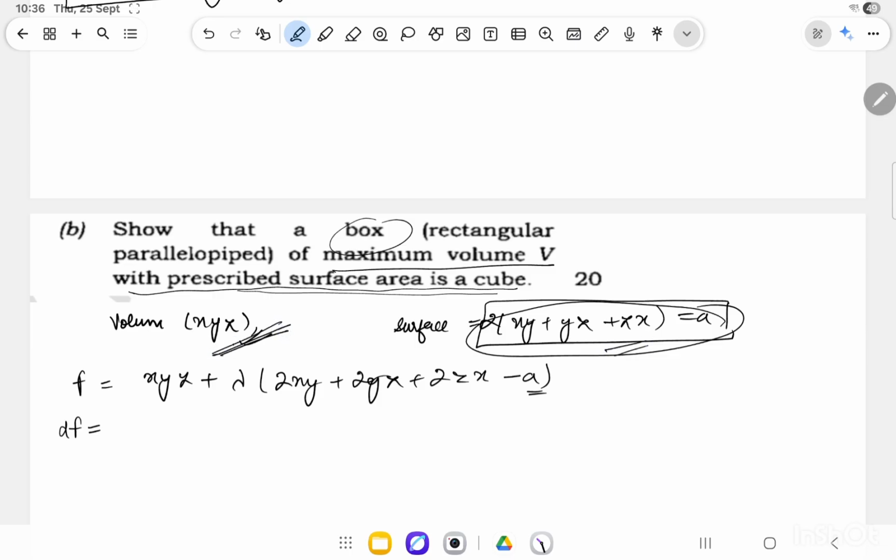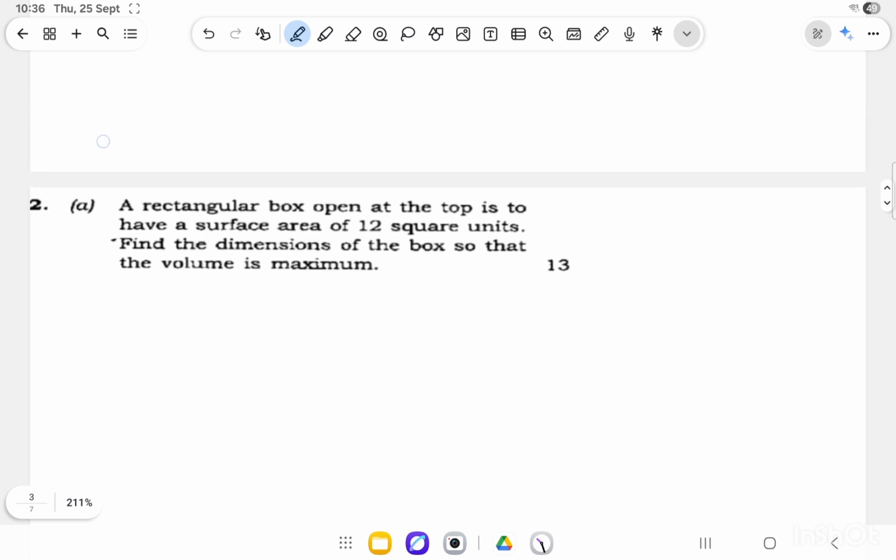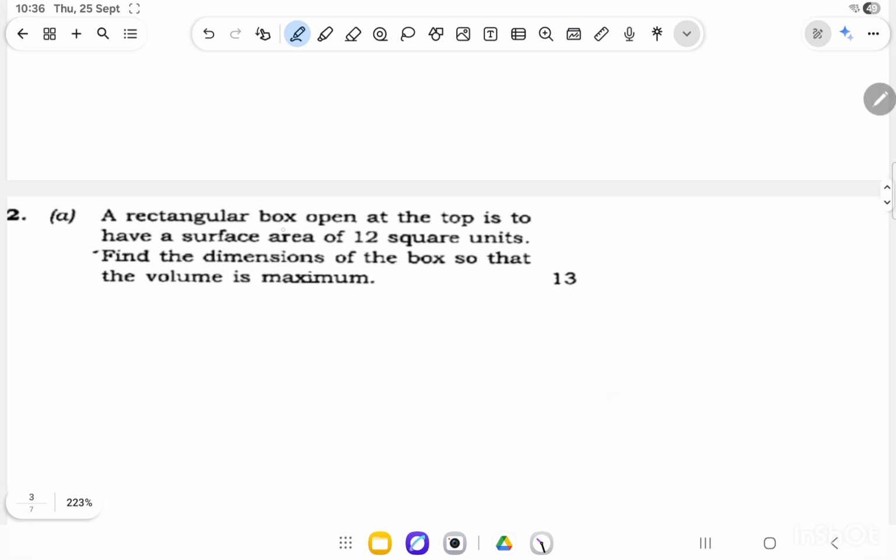So that's a similar type of question. You can proceed in that way. So let's move on to the next question. The next question says that a rectangular box open at top is to have surface area of 12 units. Find the dimensions of the box so that the volume is maximum.